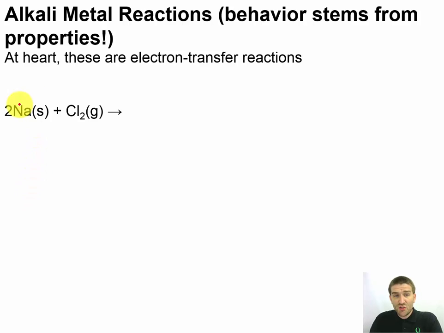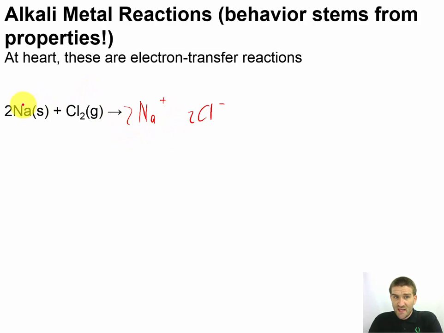Now, suppose that we take two atoms of sodium metal and we place them into chlorine gas. Well, here's what's going to happen. We're actually going to see a flame appear as these two react. It's a very exothermic reaction. They're going to react very quickly, and they're actually going to form Na plus and Cl minus. We'll have two of each, of course.